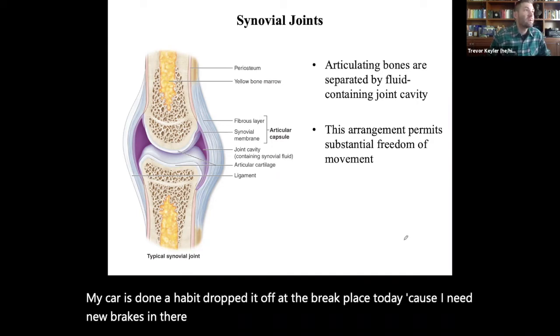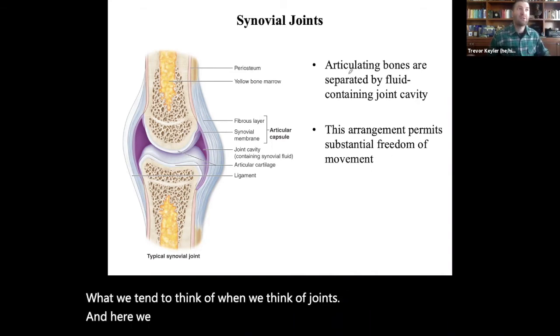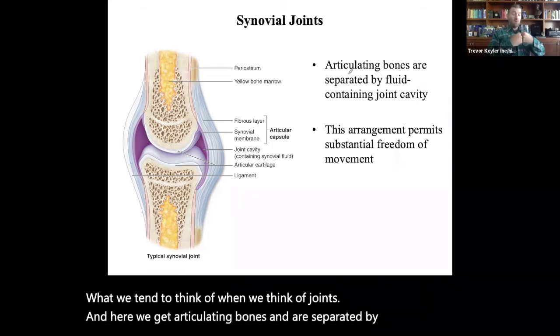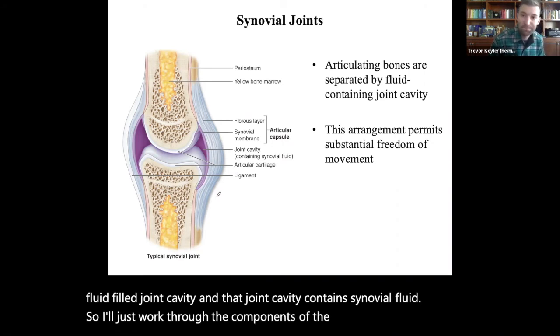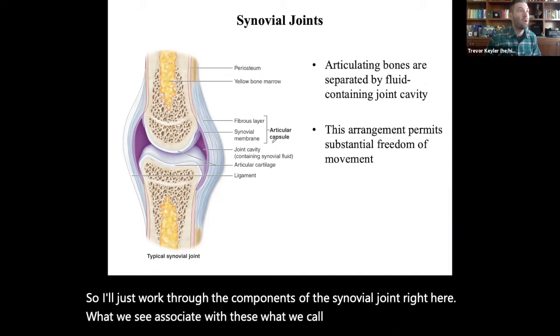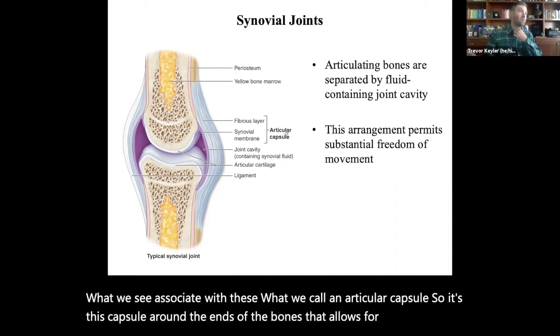Anyway, synovial joints, hips, shoulders, what we tend to think of when we think of joints. And here we get articulating bones, and they're separated by a fluid-filled joint cavity. And that joint cavity contains synovial fluid. So I'll just work through the components of the synovial joint right here. What we see associated with these is what we call an articular capsule. So it's this capsule around the ends of the bones that allows for articulation, the synovial joint.